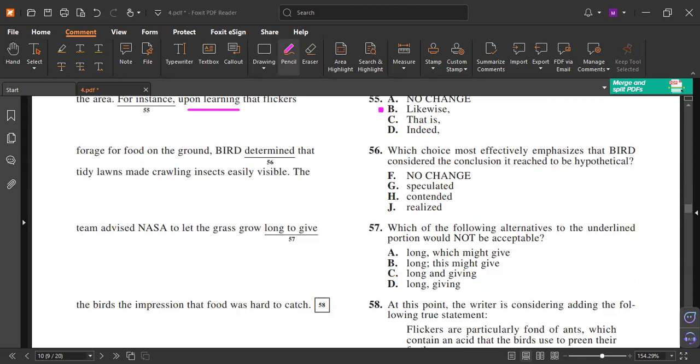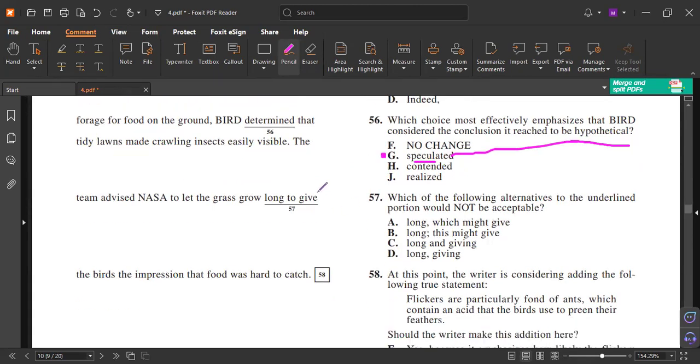56 J. Letter G, okay. Yeah, because he asked you now for it to be hypothetical. You see, determined, contended, realized means it's proved, not hypothetical. But speculate already means hypothetical. Imagine it. Okay.